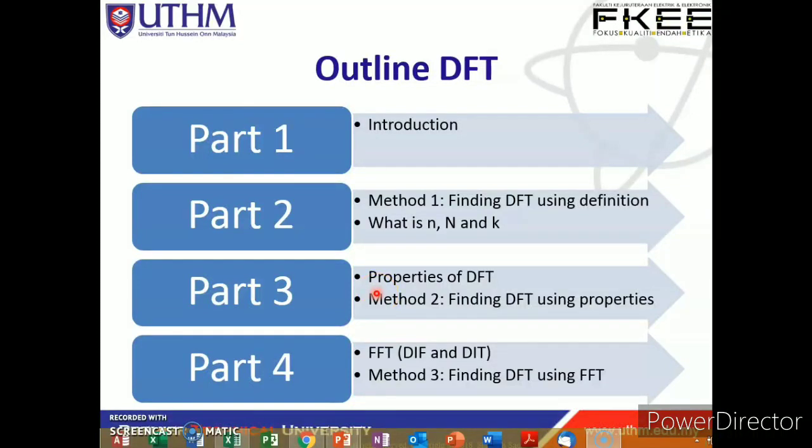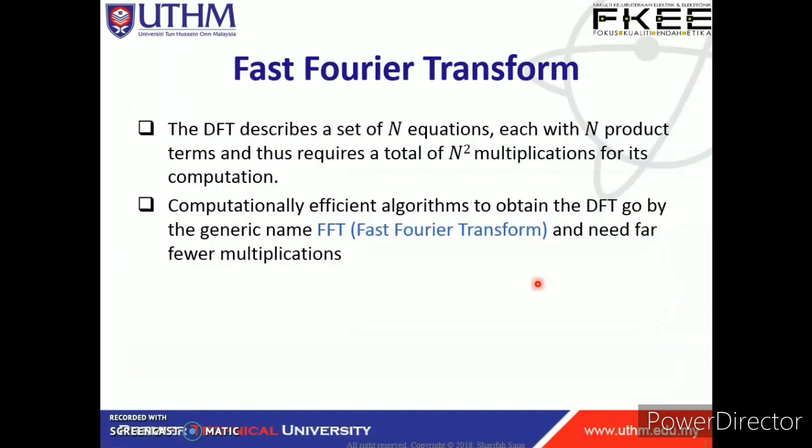So in the previous lecture we have covered method 1, finding the DFT by using the definition, and method 2, finding the DFT by using the properties. This week we will continue with method 3, finding the DFT by using the fast Fourier transform, or FFT. For FFT, as mentioned in the name, the calculation of the DFT will be faster.